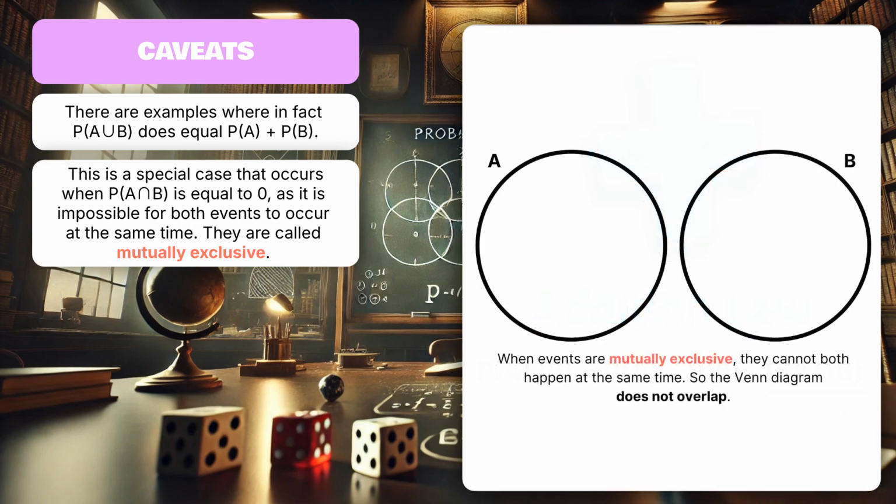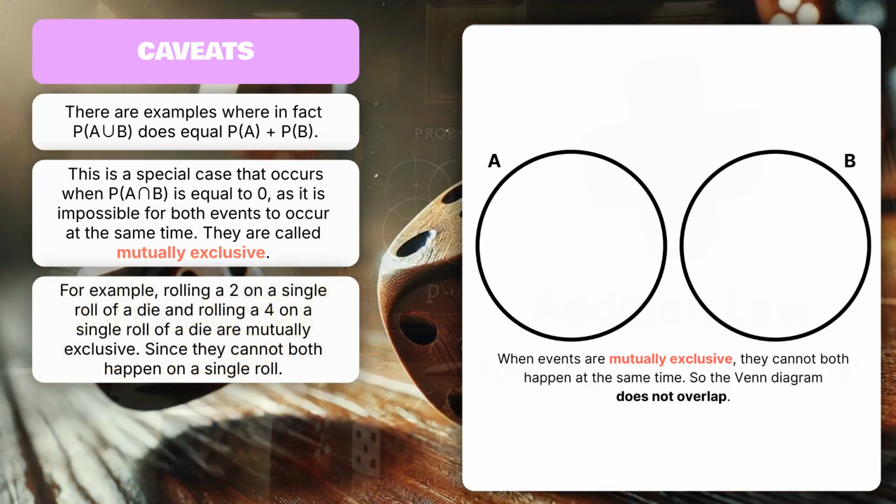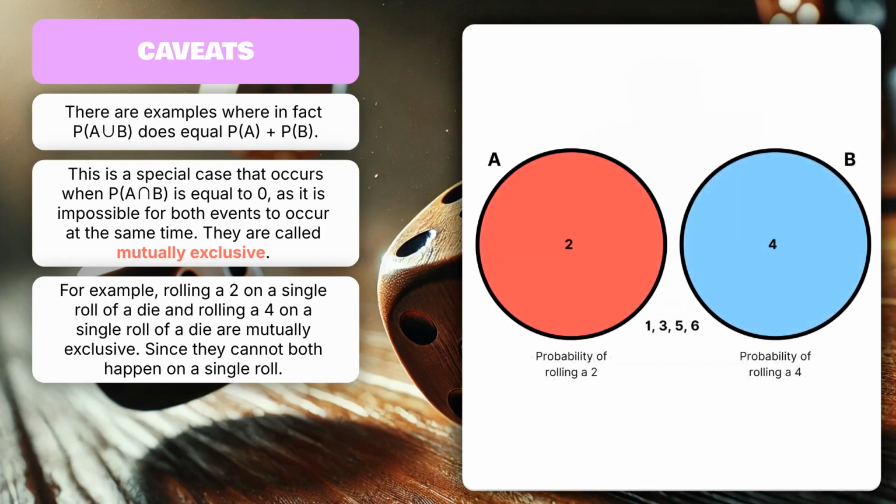On a Venn diagram, we represent this by the circles not overlapping, which shows that both events cannot happen at the same time. In this case, we do not have the problem of counting the intersection twice, since there is no intersection at all. For example, if we roll a die and A is the event of rolling a 2 and B is the event of rolling a 4, then A and B are mutually exclusive, since rolling a 2 and a 4 on a single die roll is impossible. Here, you can add probabilities directly.